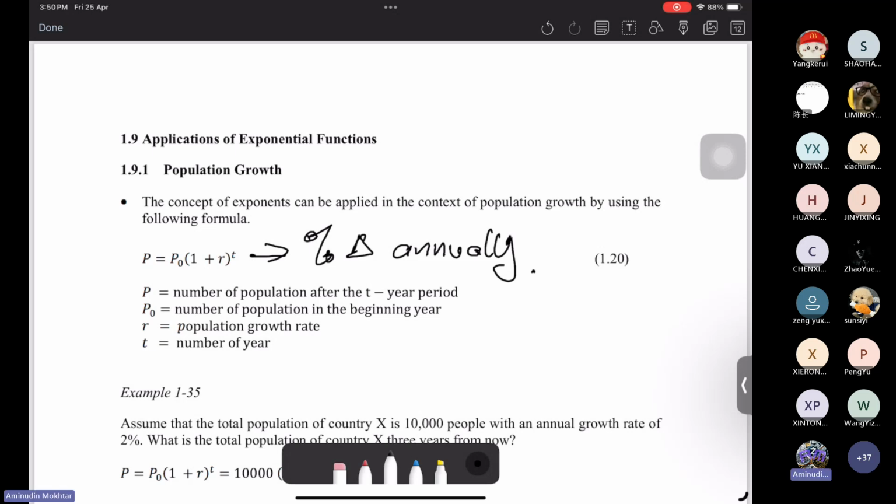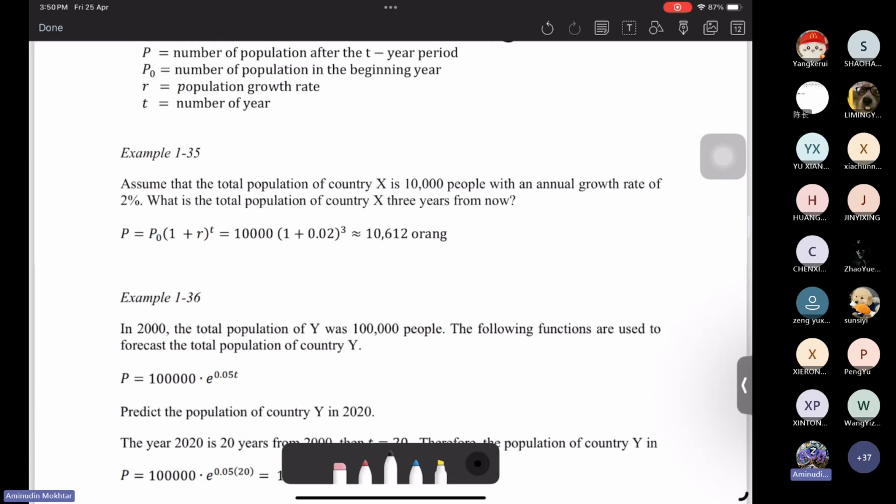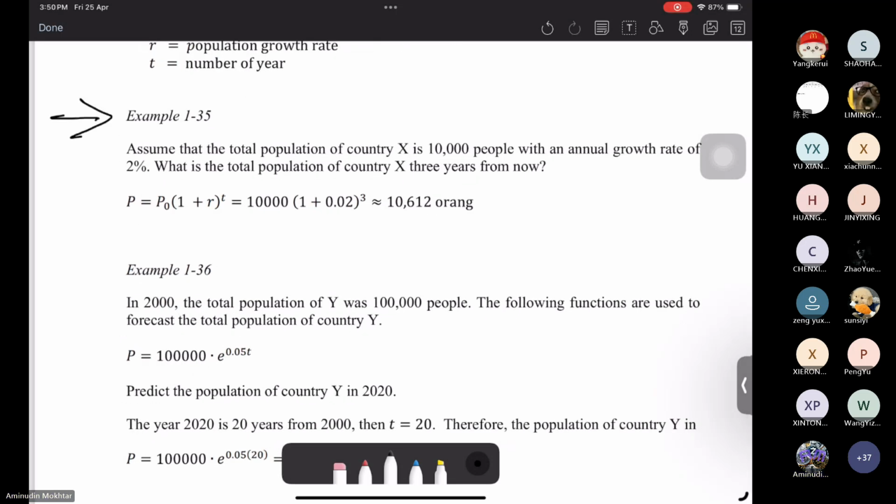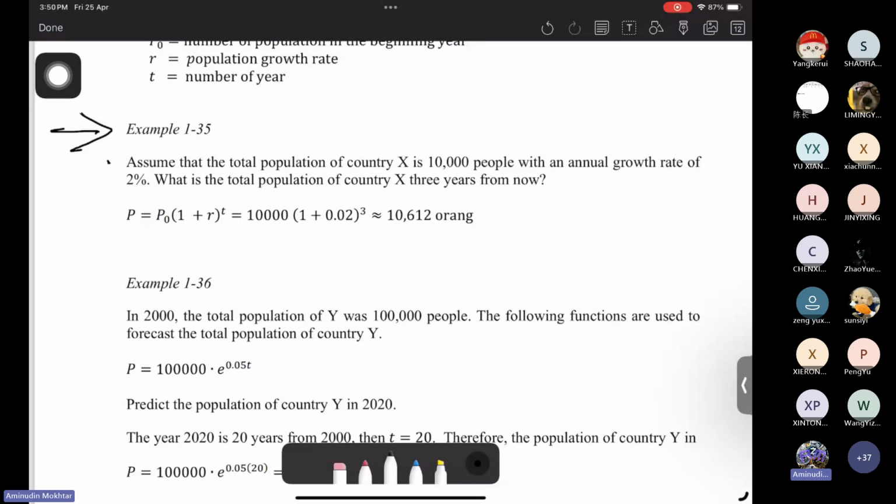Let's look at example 1.35. We know the formula is P equals P0 times (1 plus R) to the power of T. What is given in the question is, assume that the total population of a country is 10,000, with an annual growth rate of 2%. What is the total population of country X after 3 years from now?